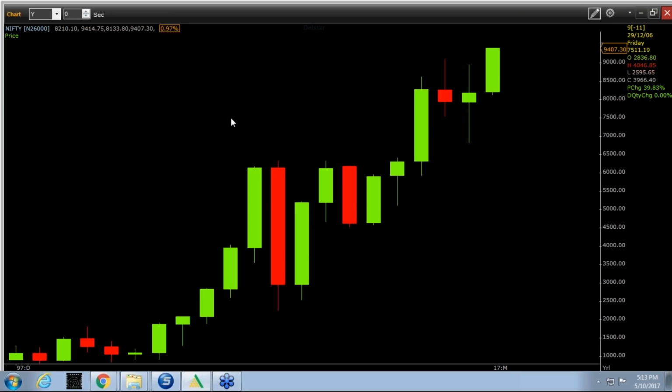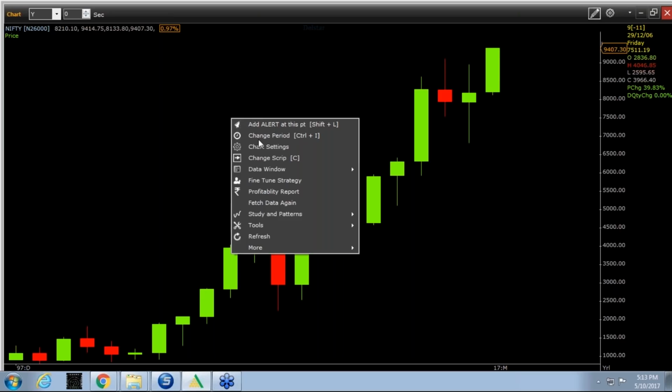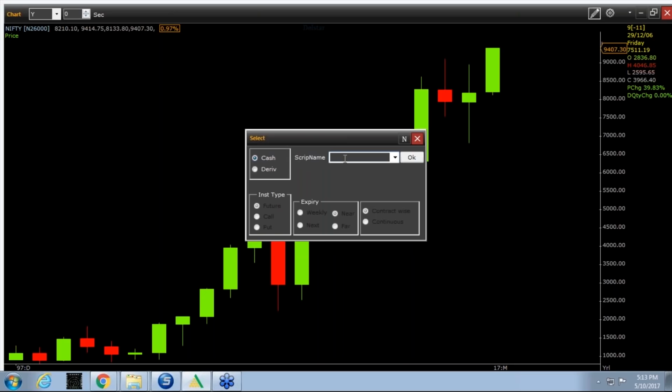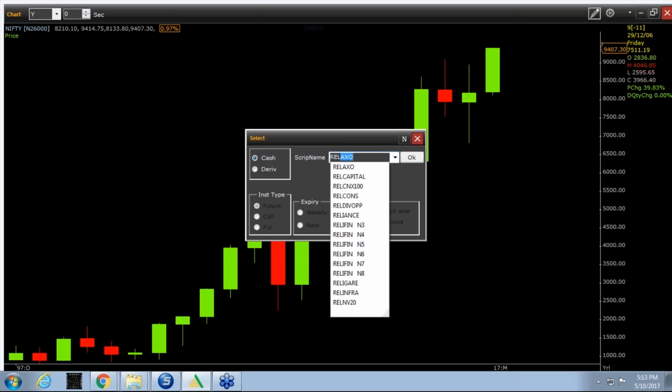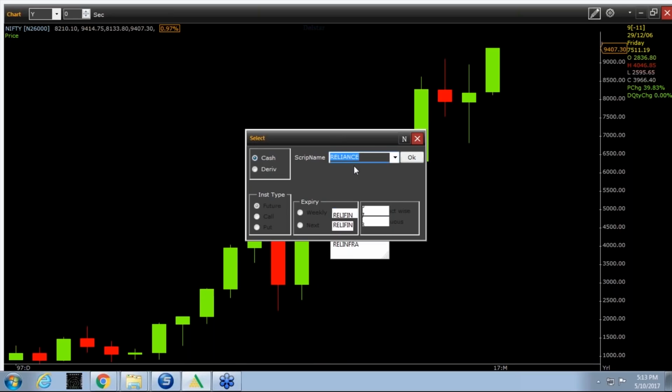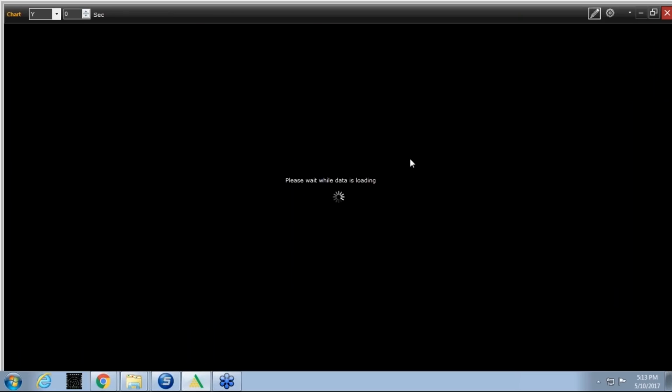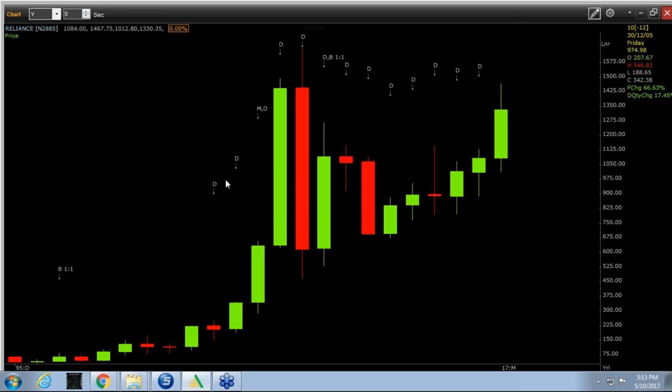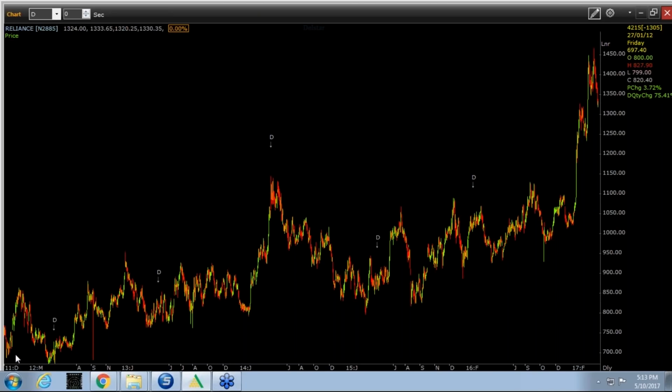Likewise for stocks also, if we look at any stock, you can do a right click and go to change script. Say for example, we will take Reliance, and we do a double click. So now we have this Reliance chart. You are seeing the Reliance chart here, a yearly chart. Again, you can see that the data is almost from 95.